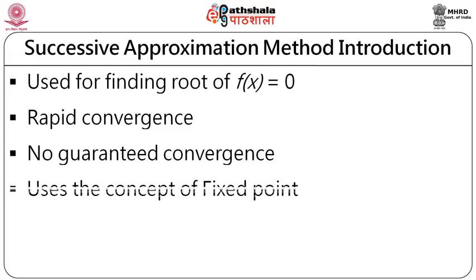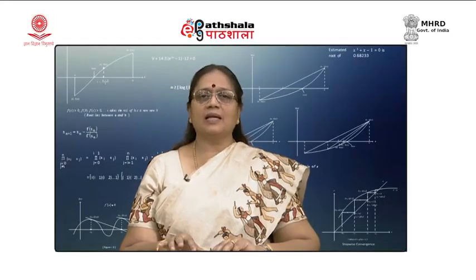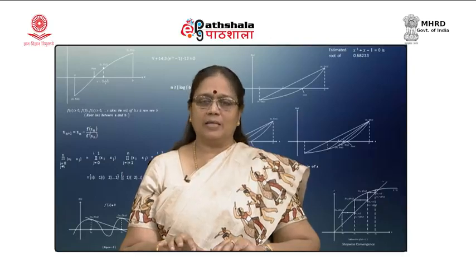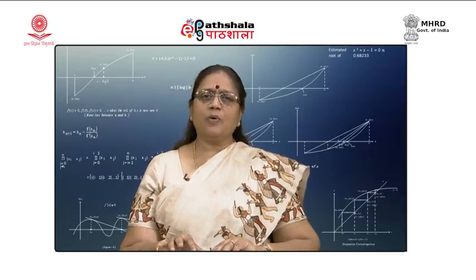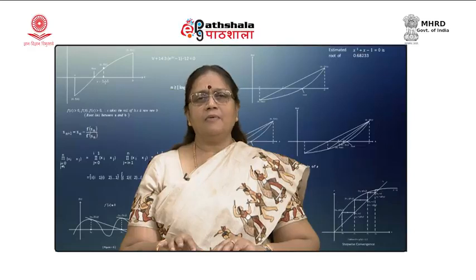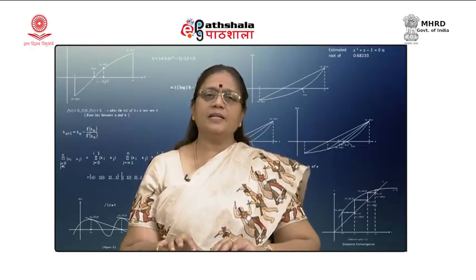Already we have learned different methods, namely the bisection method, method of false position, Newton-Raphson method, secant method. And today, we are going to add one more feather in the cap, namely the successive approximation method or fixed point method. This fixed point method is a very simple method. I would rather call it simpler than even the bisection method.